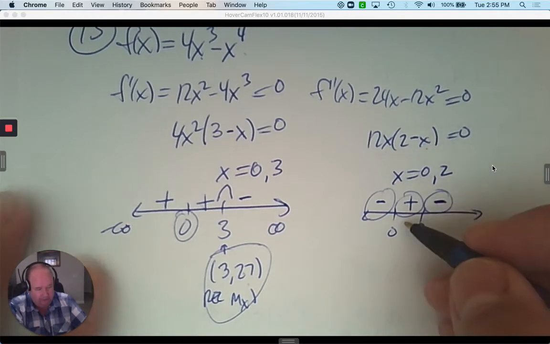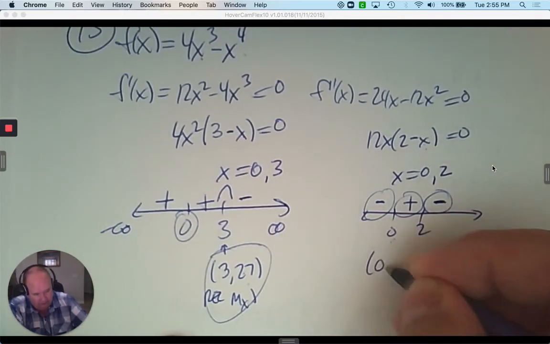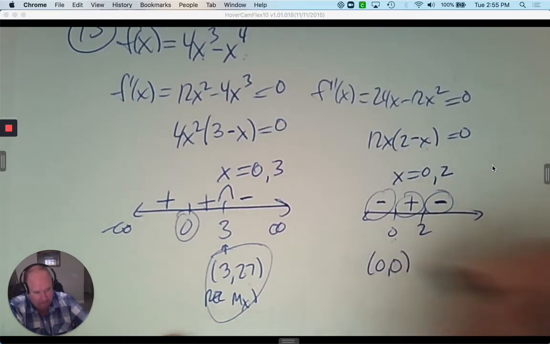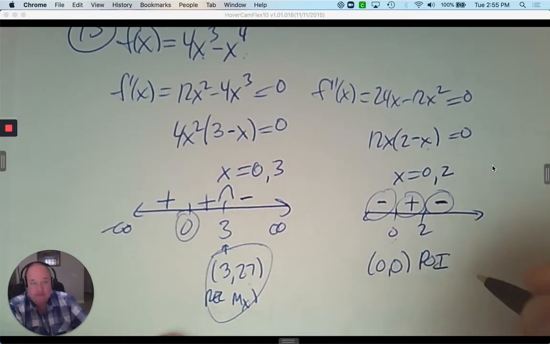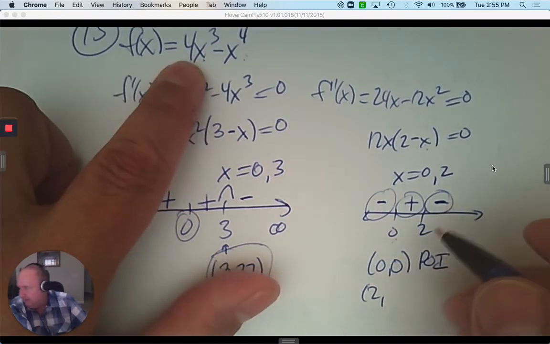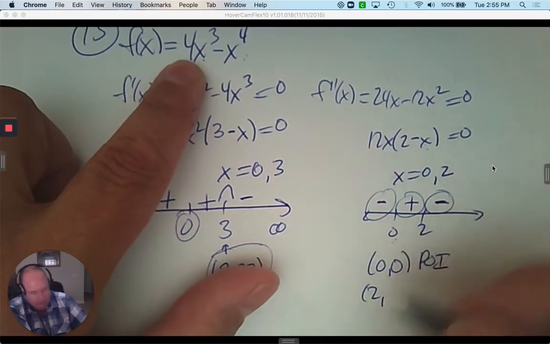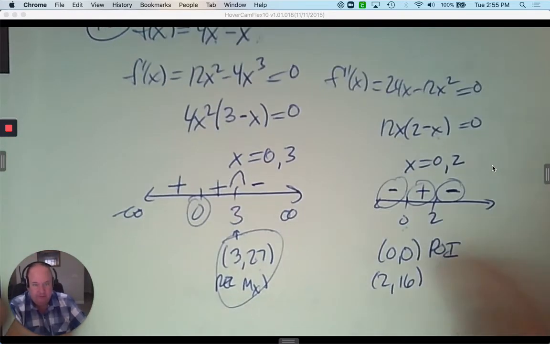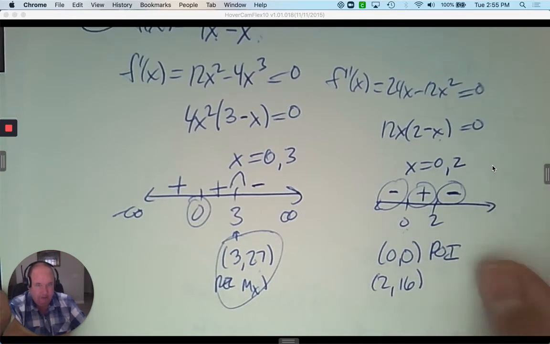So do you see at 0, the concavity changes. So plug 0 back in here and you get the answer 0. That's a point of inflection. Also at 2 is a point of inflection. That changed there too. So if I plug 2 back in here, I get the answer 16. So we have 2 points of inflection. We have a maximum and increasing and decreasing.